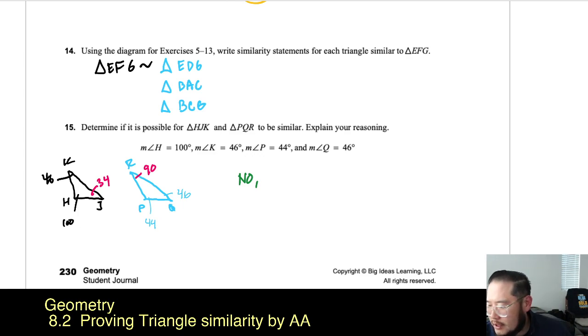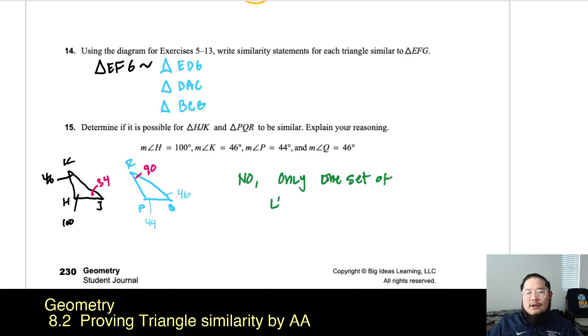Only one set of angles are congruent. We need two to be congruent. That altogether would allow us to say that they are similar triangles, but we don't have that information here, and therefore we can say that these two triangles are not similar.